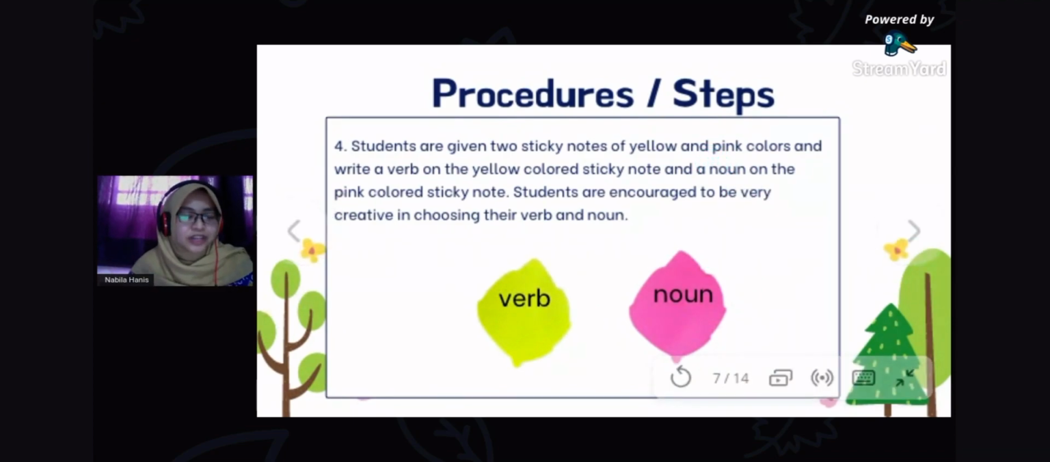Okay, so the rationale of giving two different colors is for the students to be clear in understanding the instructions. So that's why we give two different colors. So the students will be clear that the verb should be written on the yellow note and the noun should be written on the pink sticky note. Okay.